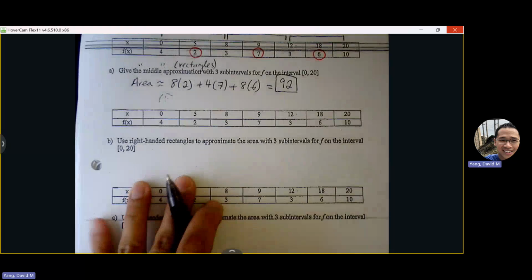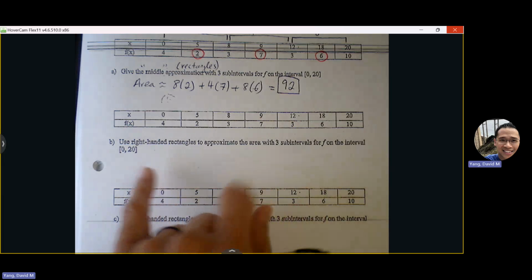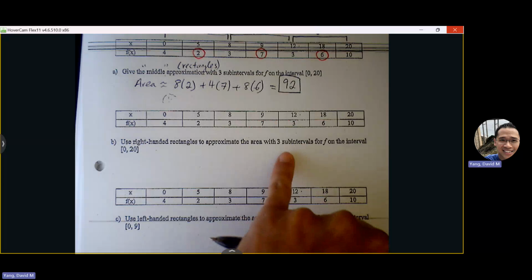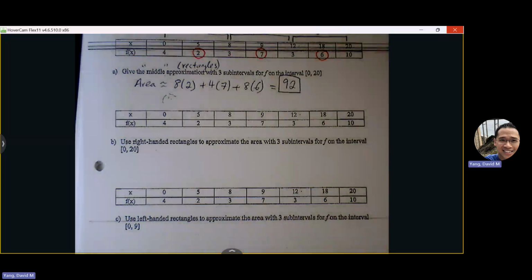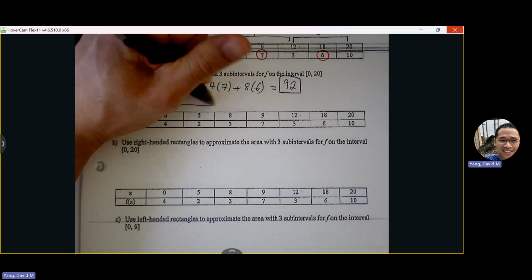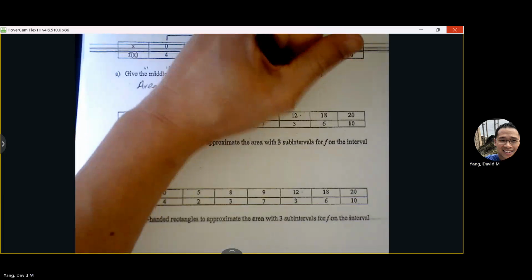All right, part B, use right-handed rectangles to approximate the area with 3 subintervals from 0 to 20. So sometimes, just be careful. Sometimes the interval may not span the entire table. And then sometimes the region is not always 3 subintervals. So pay attention to your interval, pay attention to your endpoints. Okay, but in this case, we can use the same intervals, right? So 0 to 8, 8 to 12, and 12 to 20.